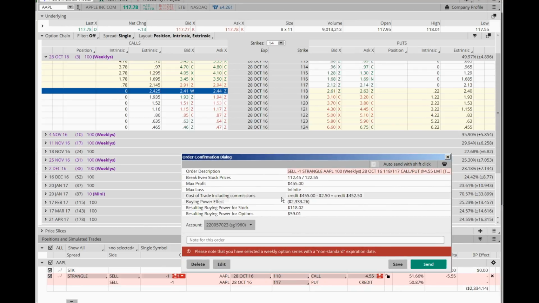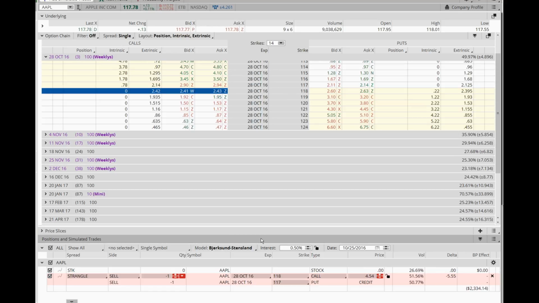Okay, on paper we make $455 here. Maximum loss is infinity. Margin by effect now add up together is almost $2,800. But your real risk for this trade now is about $12,000. Because if the stock shoots up a lot, then you will be assigned short shares.